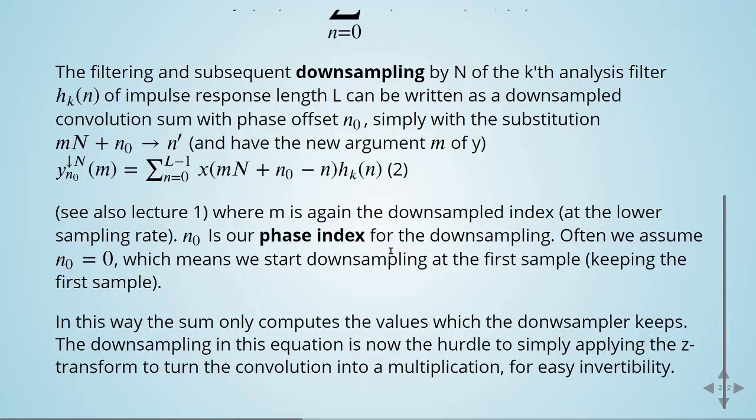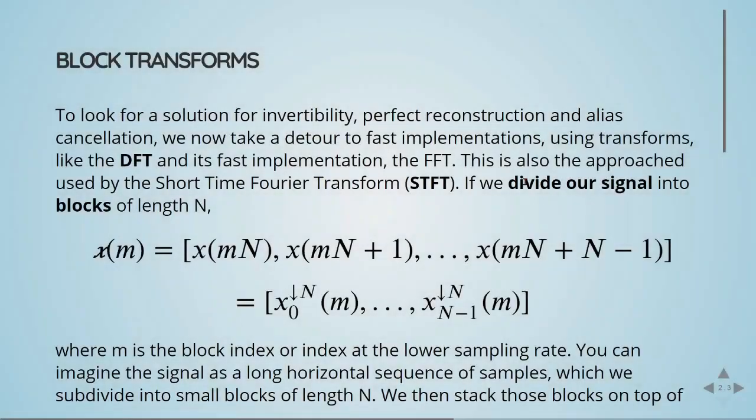The downsampling in this equation is now the hurdle to simply applying the z-transform to turn the convolution into a multiplication for easy invertibility. To look for a solution for invertibility, perfect reconstruction and aliasing cancellation, we now take a detour to fast implementation using transforms like the DFT and its fast implementation, the FFT. This is also the approach used by the short time Fourier transform, STFT.